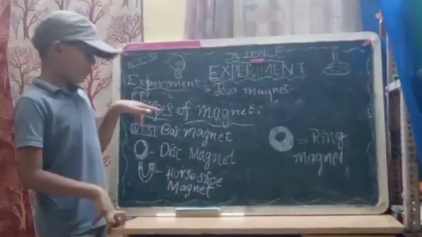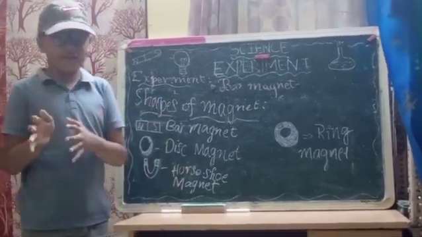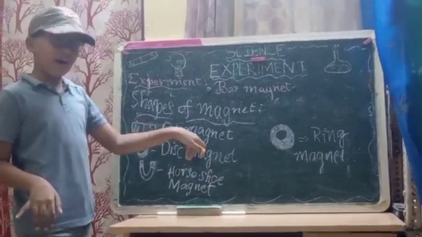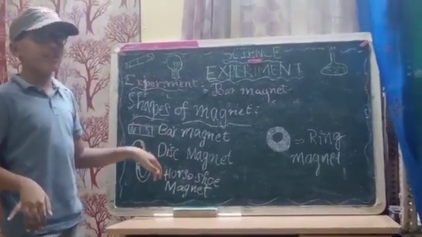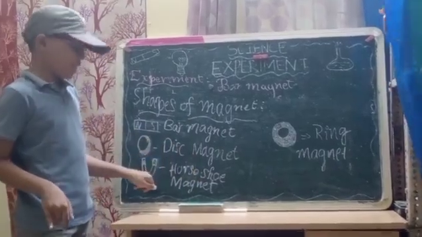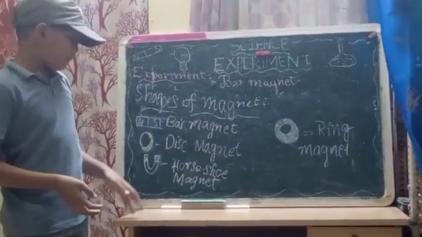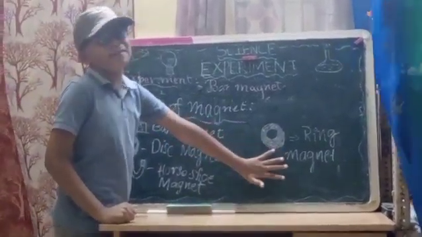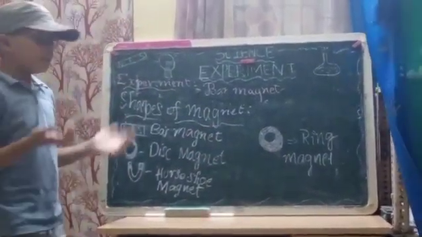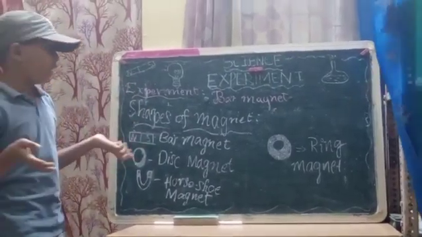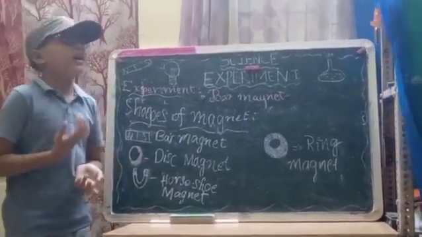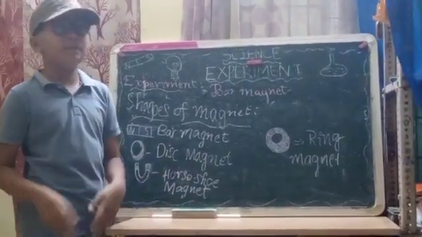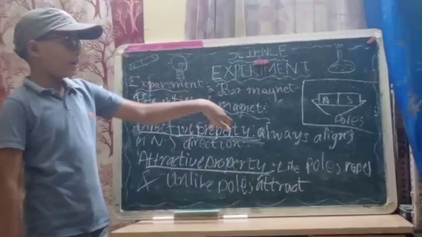Now, shapes of magnet. There are so many shapes. Common shapes of magnet are bar-shaped magnet, that is called a bar magnet. Disc-shaped magnet is called a disc magnet. U-shaped magnet is called a U-shaped magnet or horseshoe magnet. Ring-shaped magnet is called a ring magnet. There are some more shapes, for example, the cylindrical shape also we have.